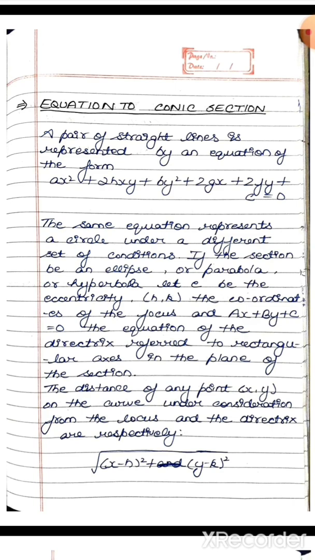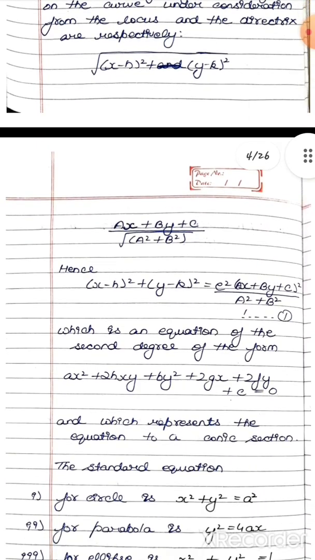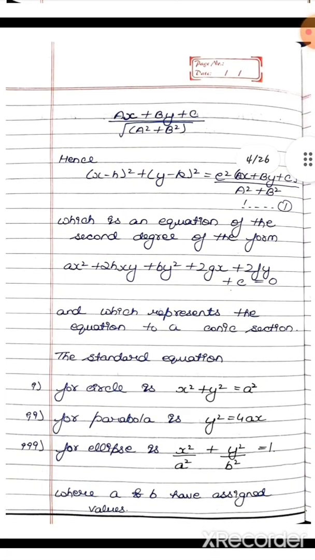The distances of any point (x, y) on the curve under consideration from the focus and the directrix are respectively given. So here we know how we get this equation to represent a conic section. The standard equations are given, like for a circle it is x² + y² = a². For a parabola it is y² = 4ax. For an ellipse it is x²/a² + y²/b² = 1, where a, b are assigned values.